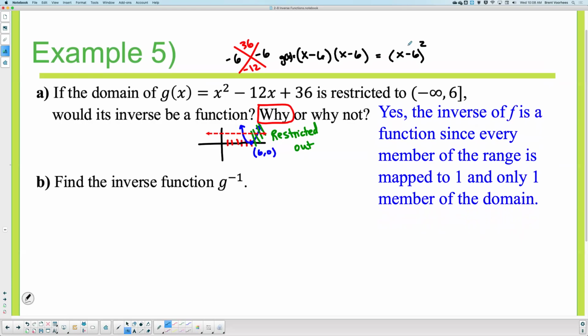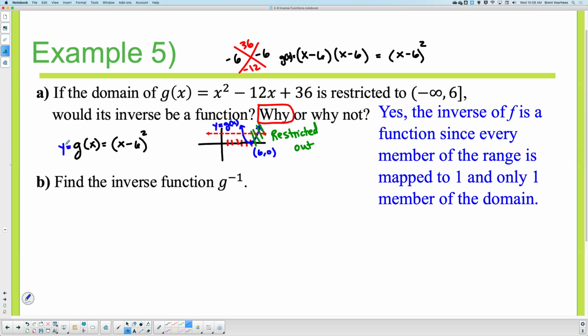I would actually use this equation. I think it'd be much easier. So since we found out that g of x was also equal to x minus 6 squared. Now remember, this represents the y. Y is g of x.